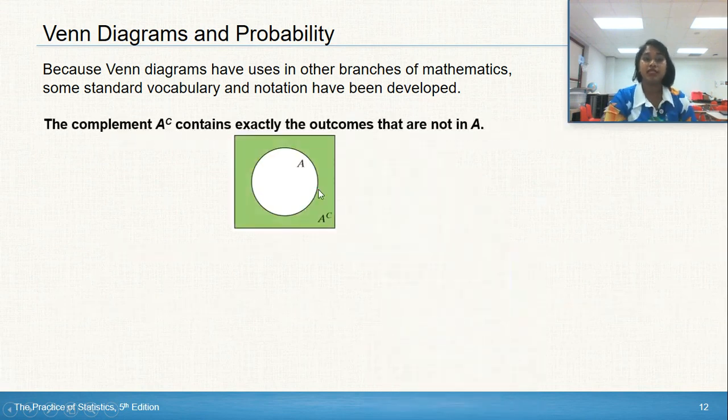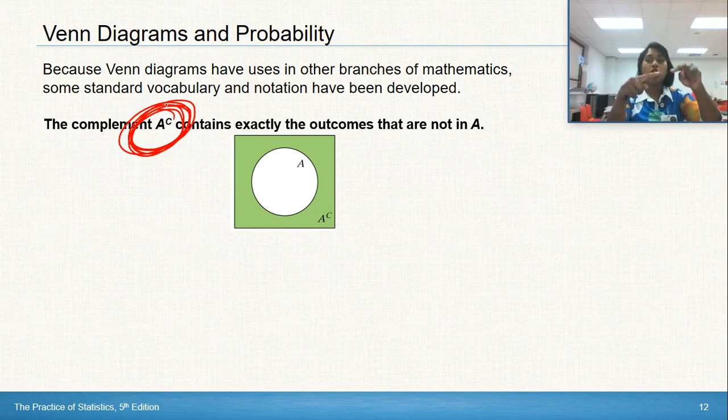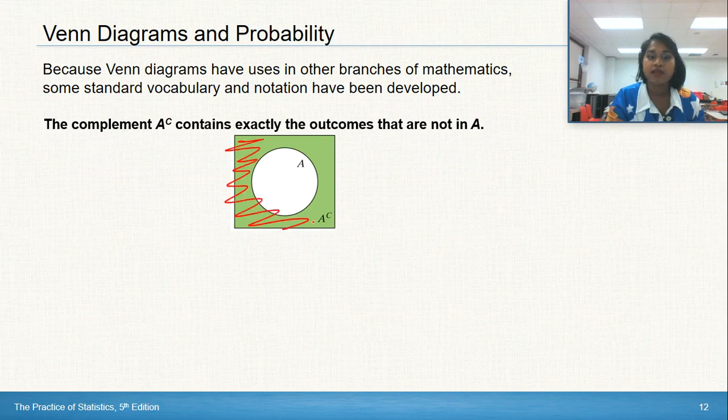The complement, this is your notation for complement. So when you see this, that's what it means. It means you're dealing with the outcomes that aren't the event. And you can see it's physically the space outside of the circle. It cannot even exist inside the circle.